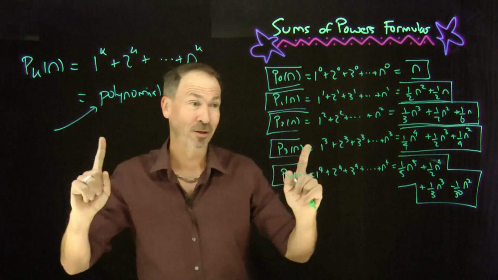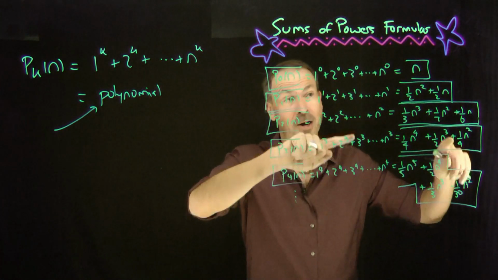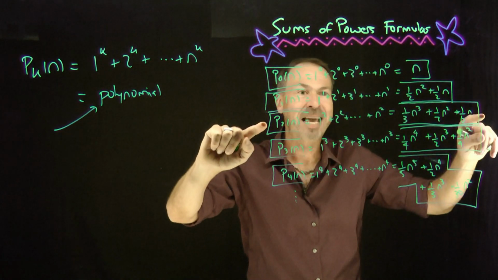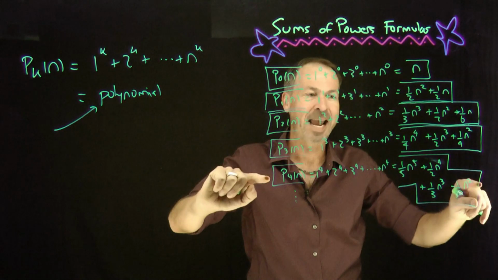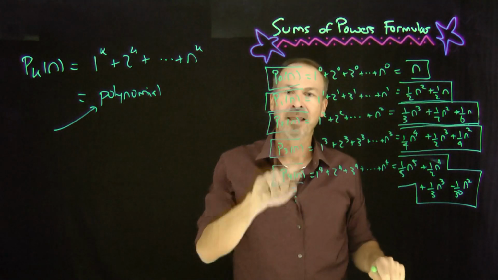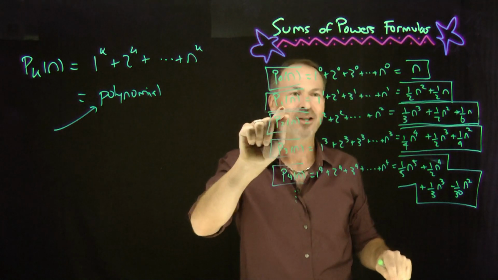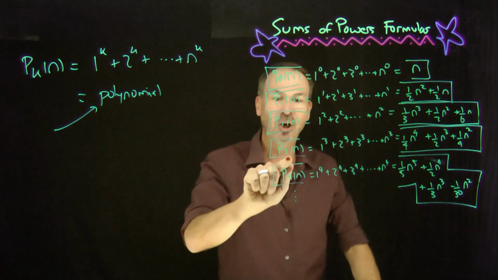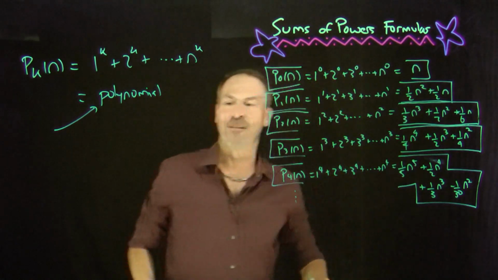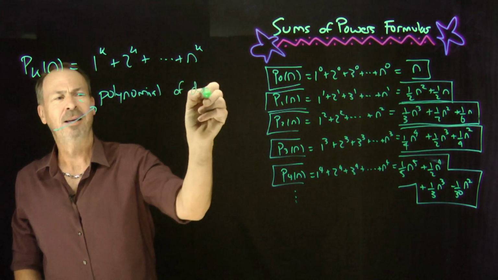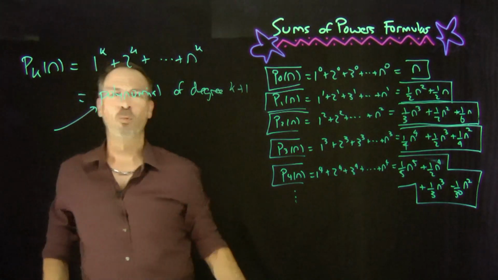In fact, more goes on. If I look at the polynomials, I've got an n here. I've got something in the n squareds here. I've got something in the n cubeds here. n to the fourths, n to the fifths. It looks like the degree of the polynomial is always one more than the power I'm working with. If I'm working with the 1st powers, degree 2. Squares give me a degree 3 answer. Cubes give me a degree 4 answer. Fourths give me a degree 5 answer. So this is a polynomial of degree k plus 1, it seems.